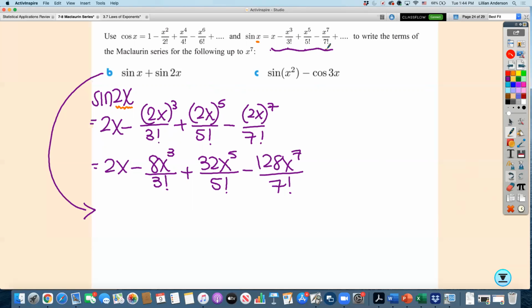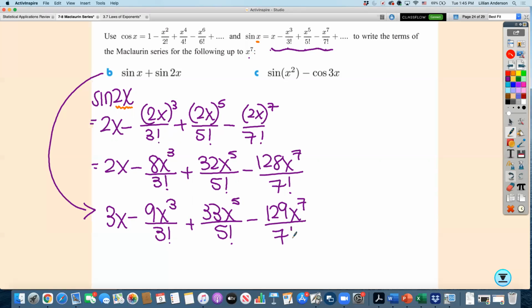So x and 2x can be added together to get 3x. Then I have a negative x to the third over 3 factorial plus a negative 8x to the third over 3 factorial, which gives me, and I continue to add, I'll have 32x to the 5th over 5 factorial plus x to the 5th over 5 factorial. And then since I'm going all the way up to x to the 7th, my last term is going to be a minus 129x to the 7th over 7 factorial.